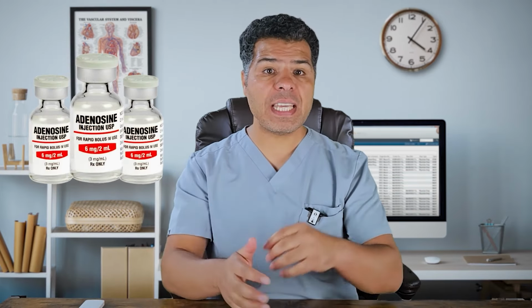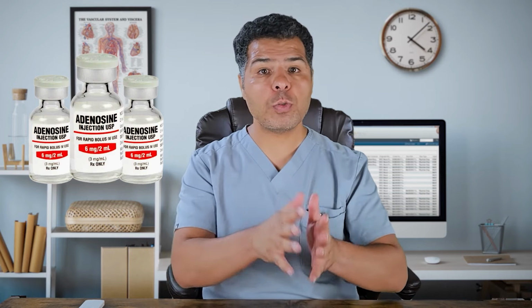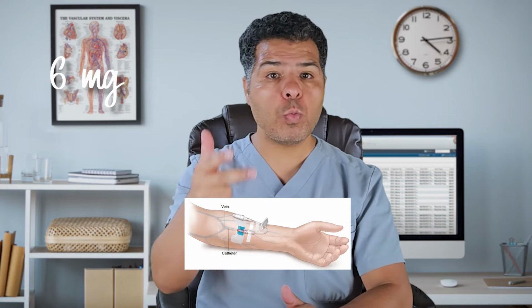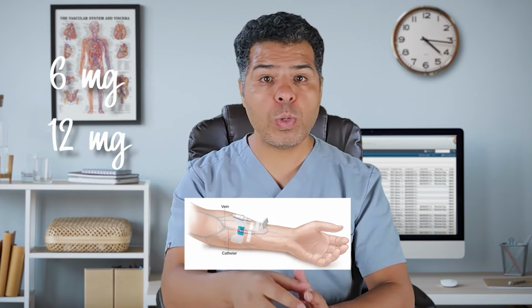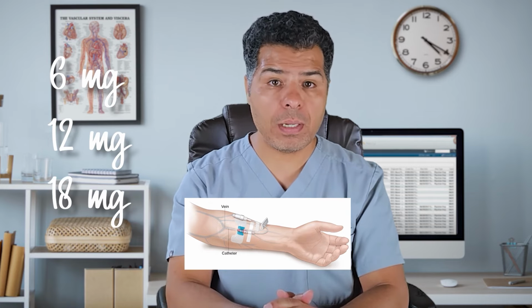Now, adenosine can be used as an initial therapy or if the vagal maneuver fails to terminate the SVT. We push 6 mg IV. If no response within 1 to 2 minutes, push another dose of 12 mg. And if no response, give a third dose of 18 mg. Now, please remember the following about adenosine.